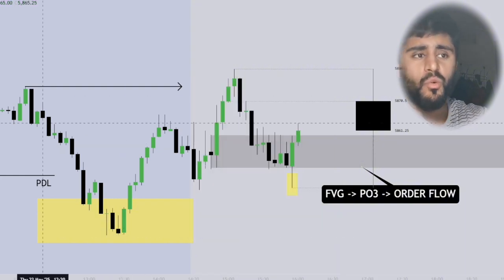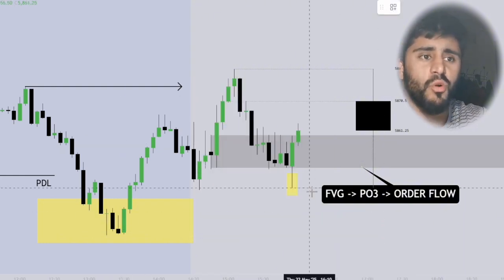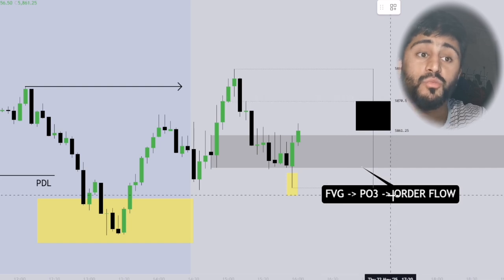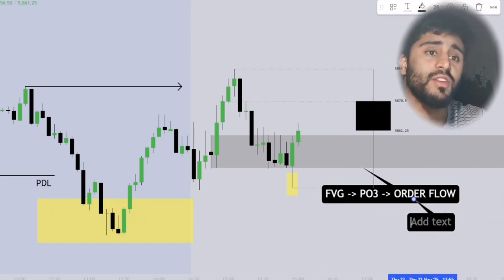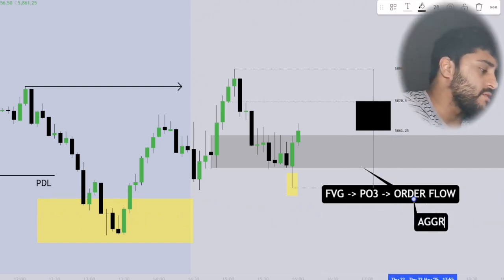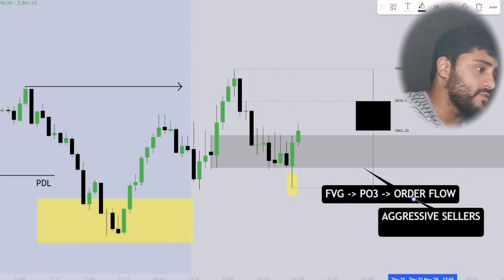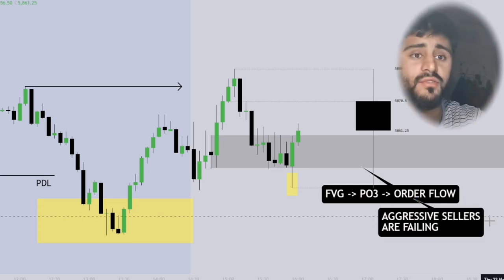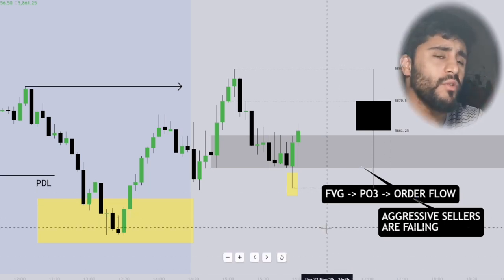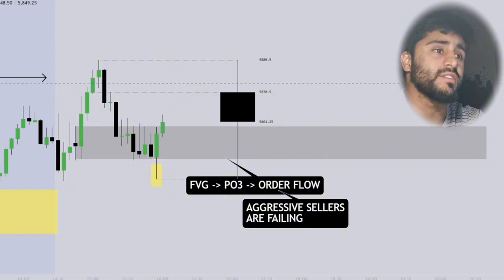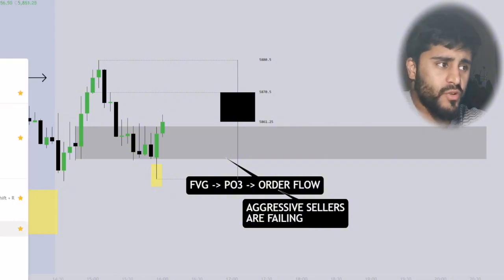This is where the order flow becomes very powerful, because what we have here is a fair value gap. We're looking to buy below the 10 a.m. Eastern, and the order flow is telling us that aggressive sellers, mind my spelling, are failing. If aggressive sellers are failing, what this means is by default, passive buyers are in control. And this is what I want traders to understand.